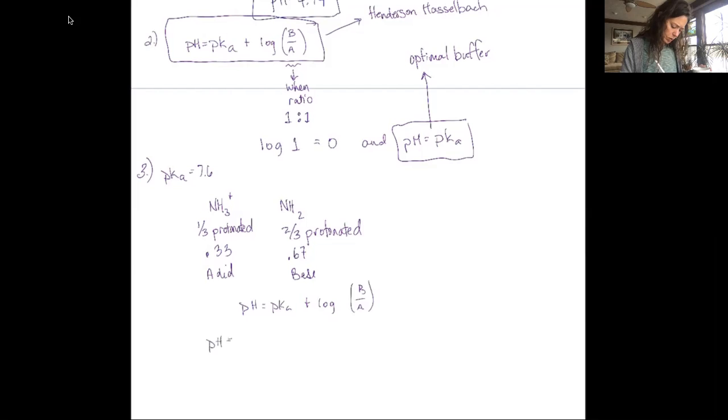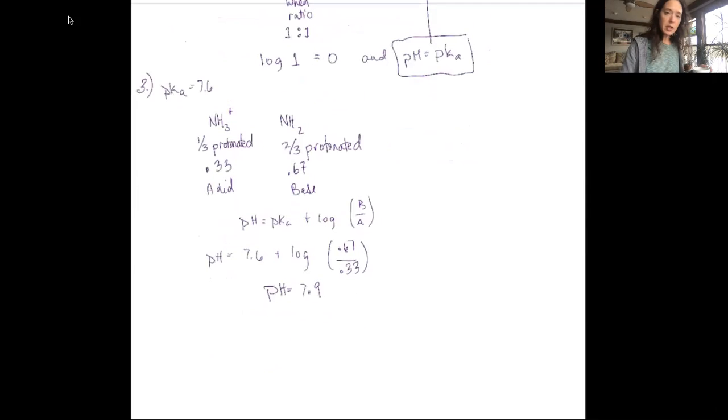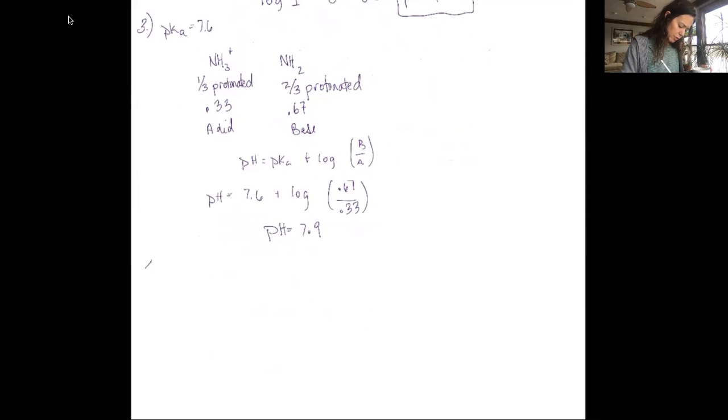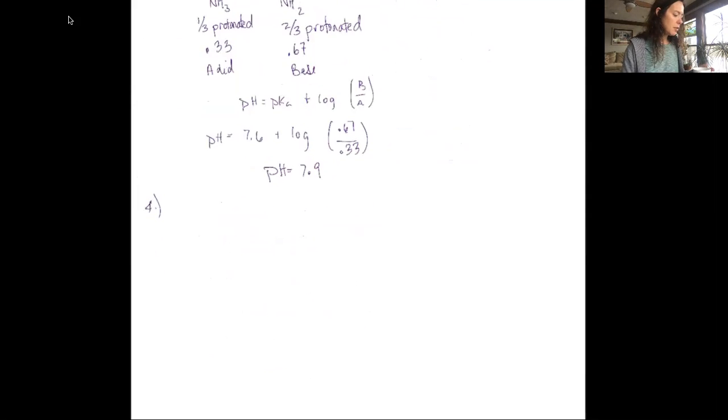pH equals pKa 7.6 plus log 0.67 over 0.33. Put it in your calculator. Stop and put it in your calculator. 7.9. So they just wanted you to understand how to do that, using that Henderson-Hasselbalch equation. We'll see that pop up again. You rarely see questions the way that one just came at you.